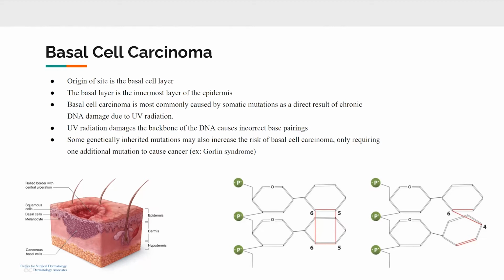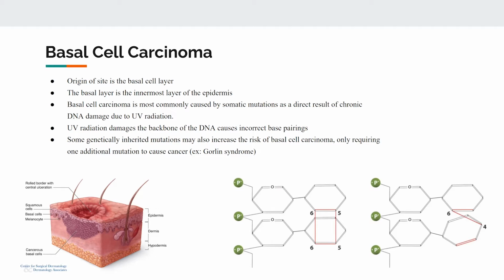When this UVA radiation comes in, it actually damages the backbone of the DNA, causing incorrect base pairings. So in the figure to the right at the bottom, you see a 6-5 base pairing, which is traditional and normal in this specific molecule. But due to UV radiation, you have a 6-4 base pairing, which is incorrect and causes damage to the backbone and leads to prolonged effects and actual mutations in the genes.